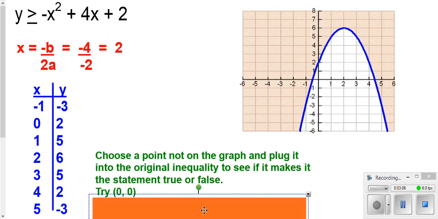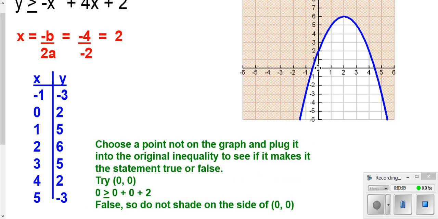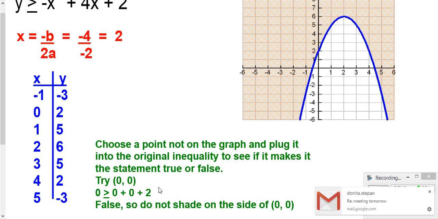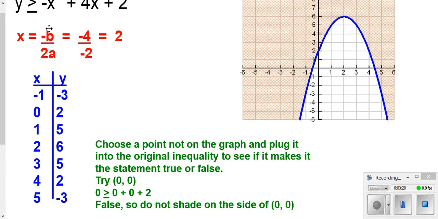If you tried the point 0, 0, we get y is greater than or equal to 2, which is not the case, so that means we want to be shading on the other side of where 0, 0 is.